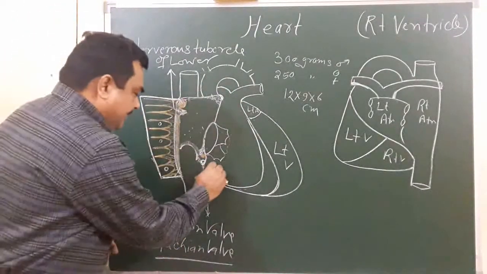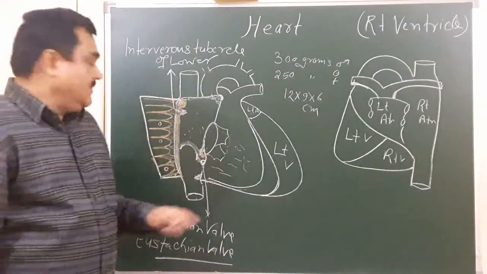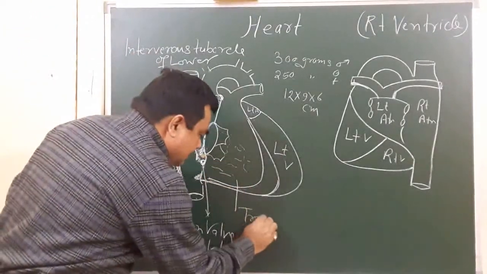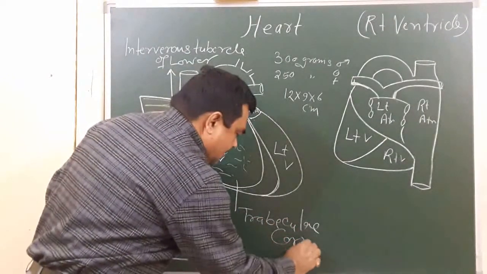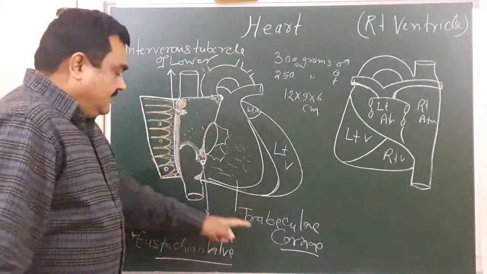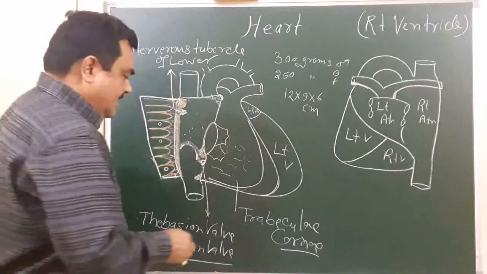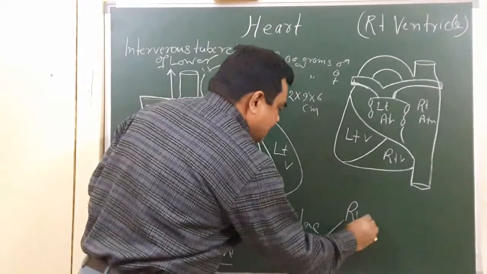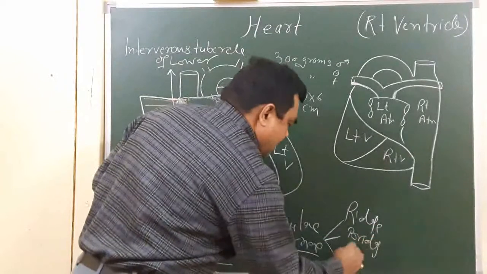The inflowing part is rough. This roughness is due to trabeculae carneae, which are muscles. These muscles are arranged in three ways: in the form of a ridge, a bridge, and pillars.